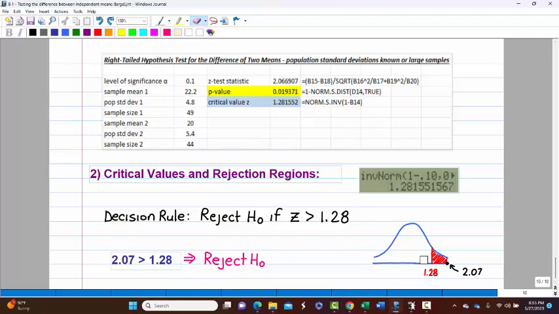Well, just drew a little picture here to show you. So 2.07 is greater than 1.28 for a right tail test, because there's your decision rule. You reject the H0 if z is greater than 1.28, so 2.07 would be greater than 1.28. Therefore, you reject the H0.